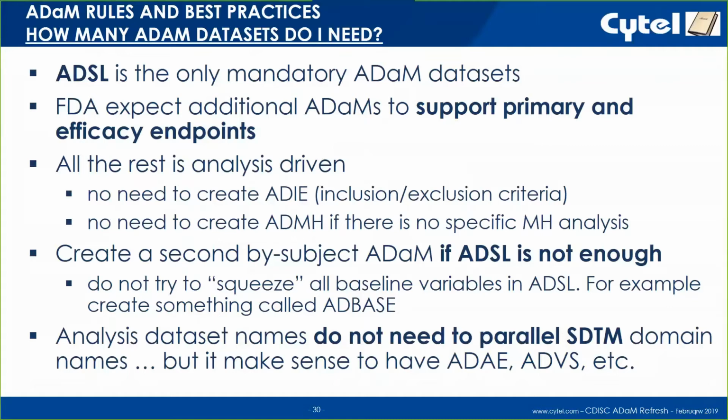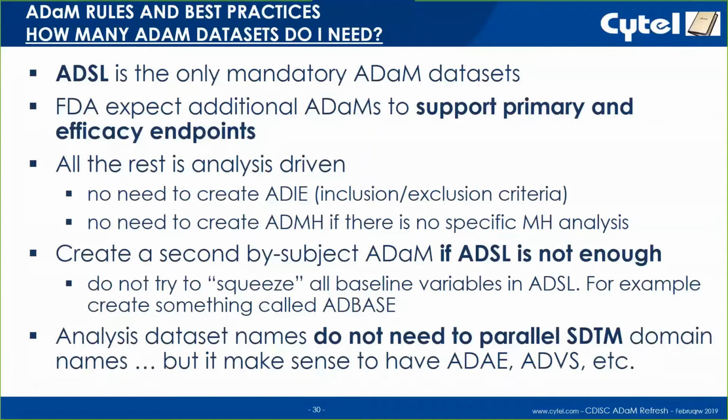Okay, and we said that ADSL should contain all the variables describing key characteristics of the subject. But if you end up with a big dataset, there's no clear rule on this, but I would say if you see more than 80 to 100 variables in your ADSL, there is probably something wrong. You may think about creating a separate dataset that you may call ADBASE, which is not a standard name, but you can use it as a possible name, where you can store additional subject characteristics.